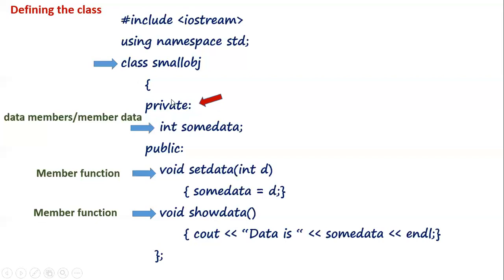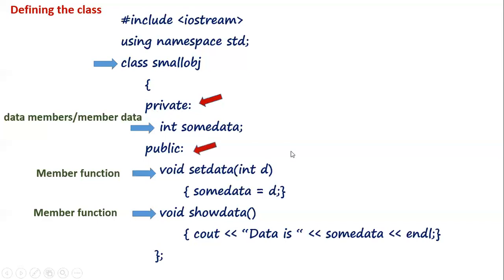In order to make the data protected, you have to use the keyword private, which means that this is a very private property that no other class can access the data. So this is one important keyword used in a class: you can define data by making it private.